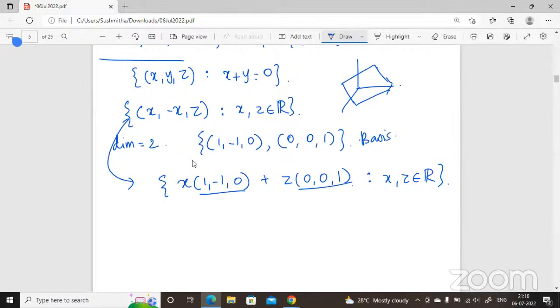Actually, ma'am, this is the basis of a subspace of R3, right? Yes, this is the subspace, the plane. This is the subspace of R3.